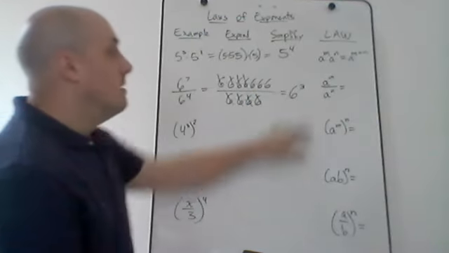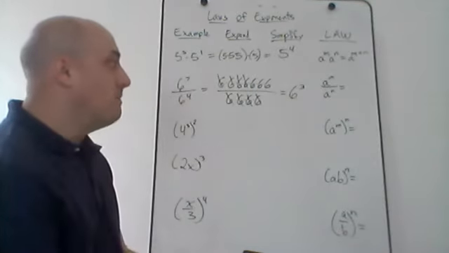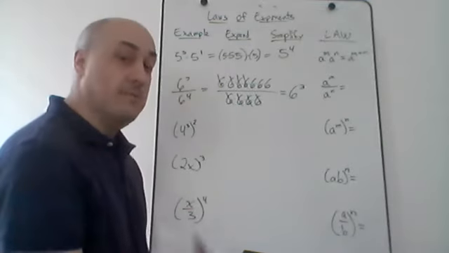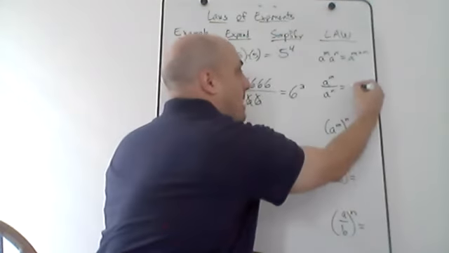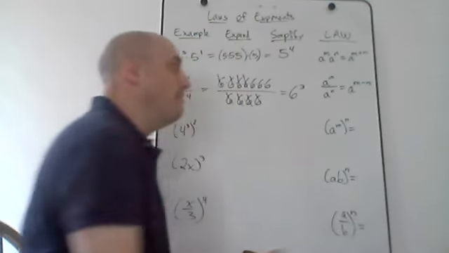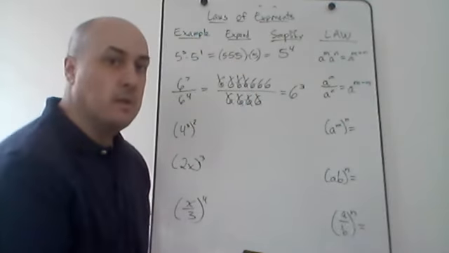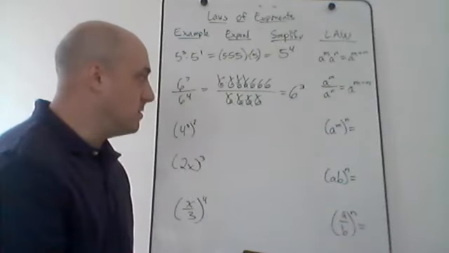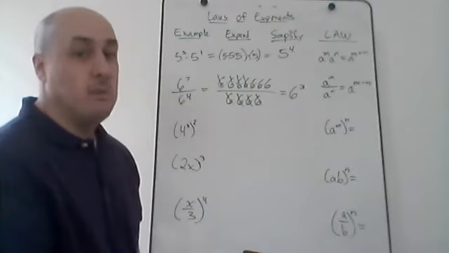Right? So the general rule, a to the m over a to the n: when I have the same base and I'm dividing, I keep that base the same and I subtract the exponents. It's a to the m minus n power. All right, so those are the first two rules of exponents, and these two come up a lot.